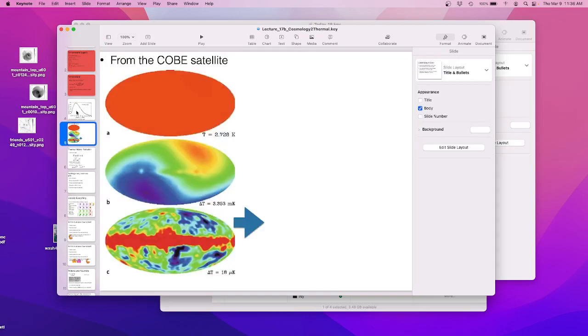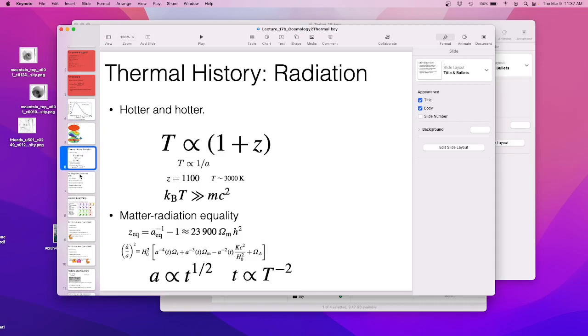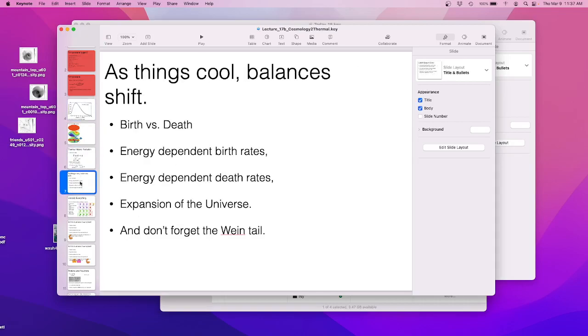So this is the black body that is the universe, right? So the entire universe is this black body. And there's some galaxies and stuff in it, but they're absolutely inconsequential for the thermodynamics of the universe. Okay, so we have T goes like 1 over A. So as things cool, balances shift. So we have these kind of energy-dependent birth and death processes. I drew some of them up here.